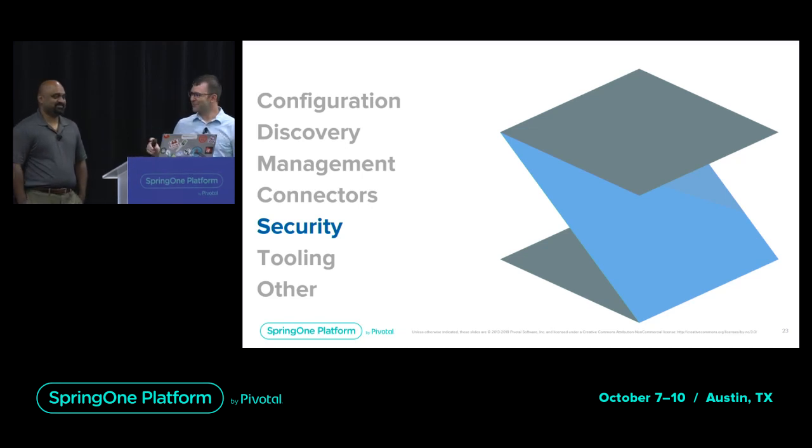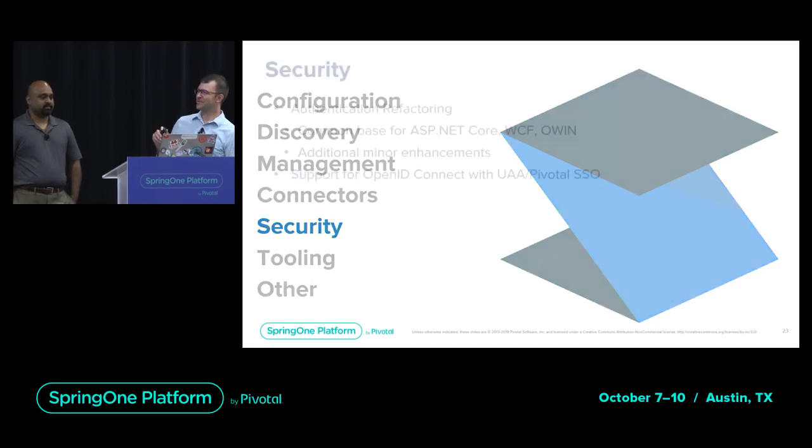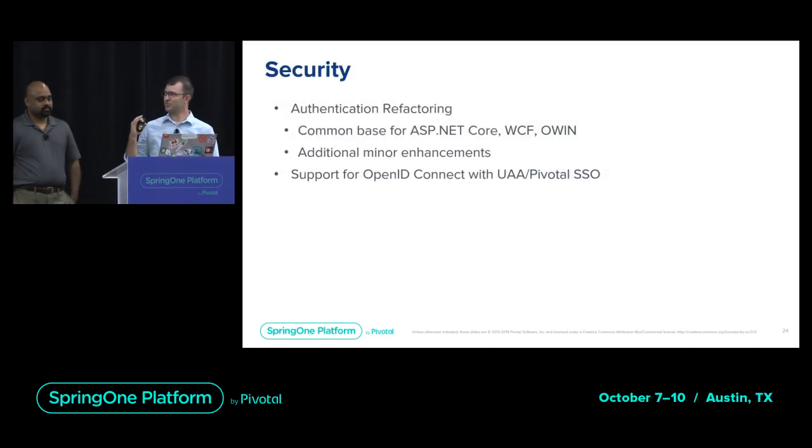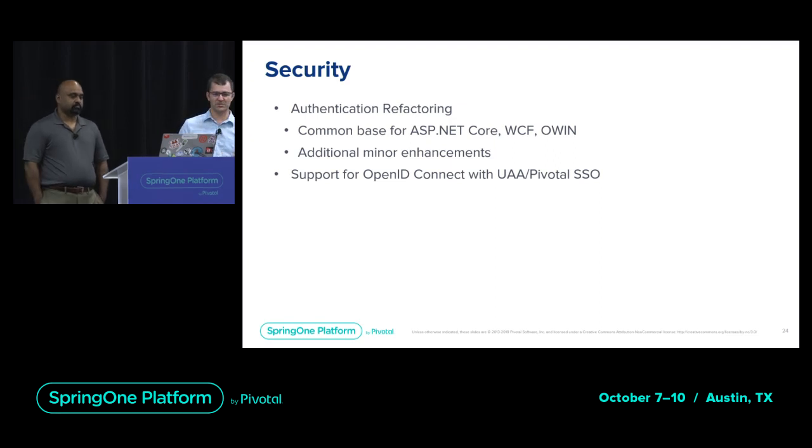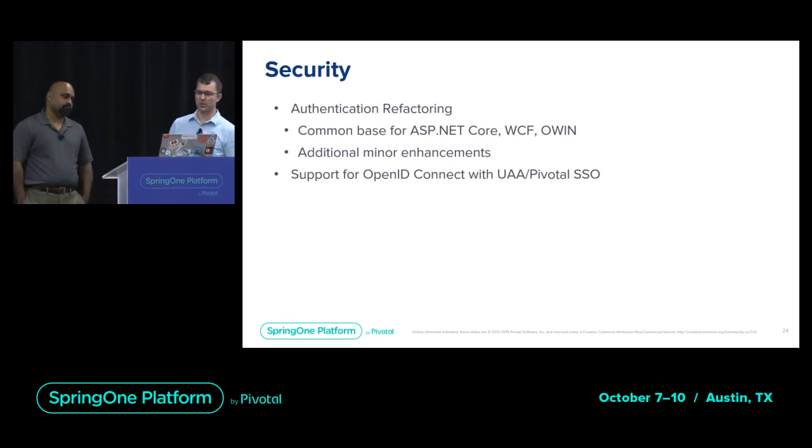So next up, we've got a very brief update on security. Steeltoe provides a few security libraries. The biggest ones that we provide are probably for authentication. So if you want to do .NET on Cloud Foundry, you can use the Steeltoe authentication libraries for making it easier to work with UAA or Pivotal SSO.